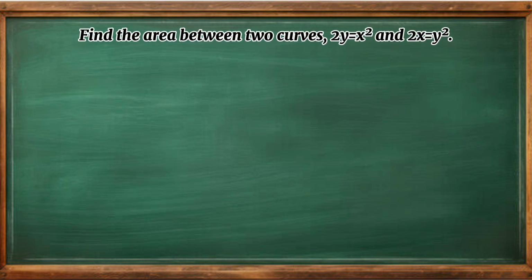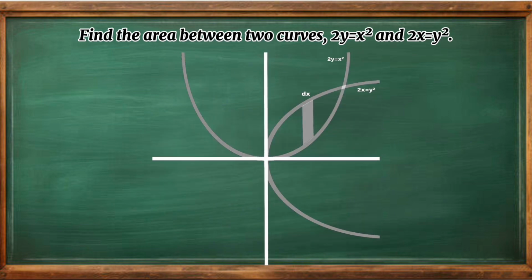Let's try an example. Find the area between two curves: 2y is equal to x squared and 2x is equal to y squared. First, we must plot our graph. The result of our graph is this, where the upward-opening parabola is 2y is equal to x squared and the right-opening parabola is 2x is equal to y squared.